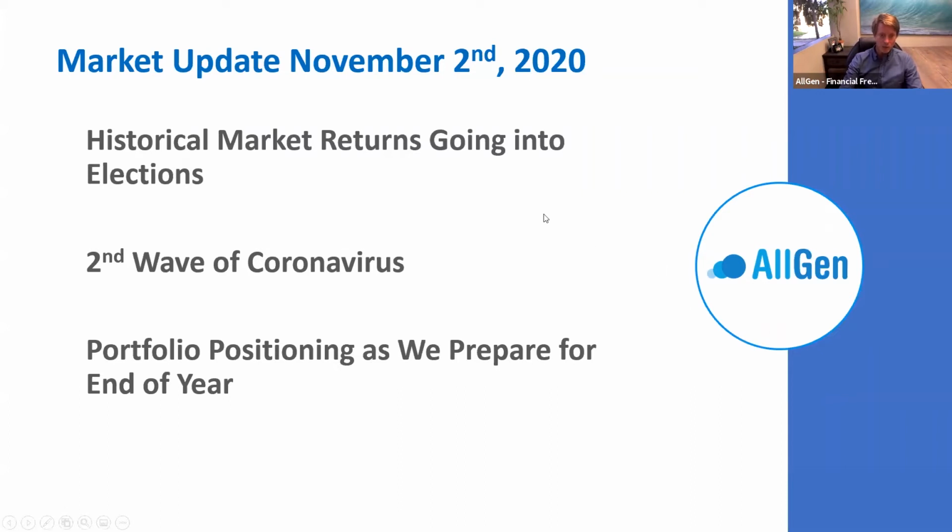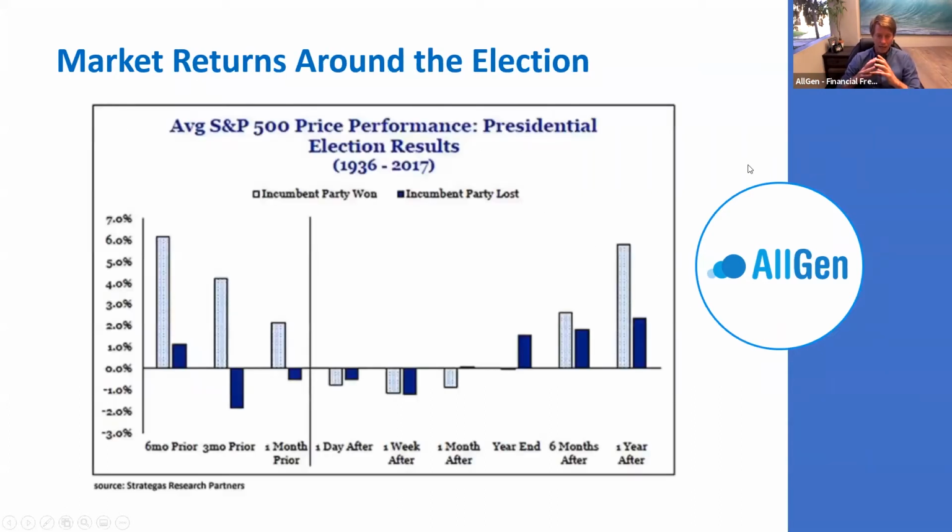First, historically, when you look at elections, what we're looking at here in this chart is going back to 1936, and it's looking at the average S&P 500 price performance during a presidential election year. This vertical line right here represents the election. Everything before that are the market returns before that. Everything after is the market returns after. What I want to focus on here is the 1 day after, 1 week after, and 1 month after.